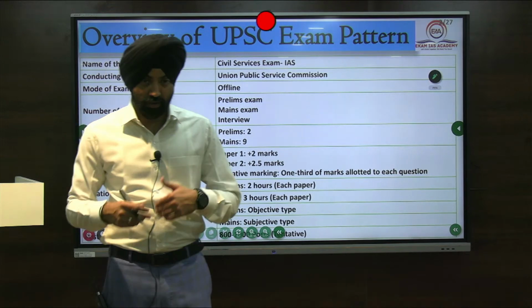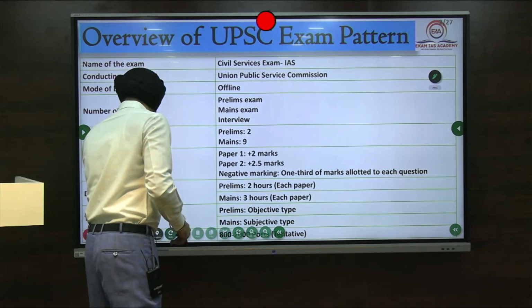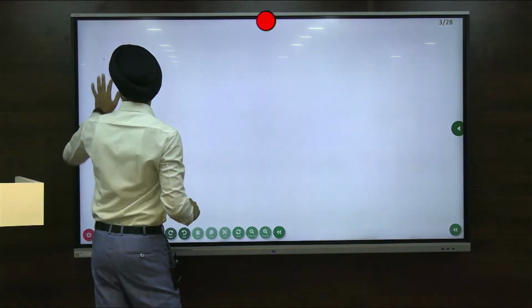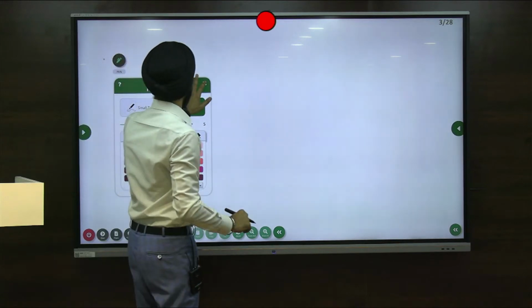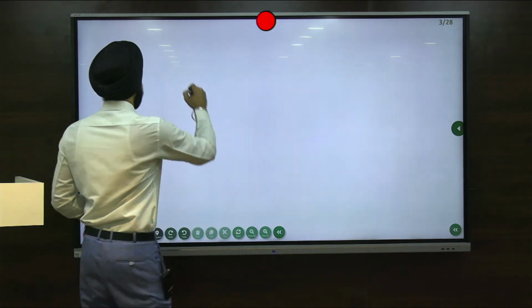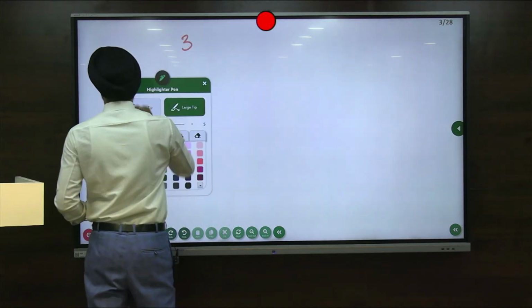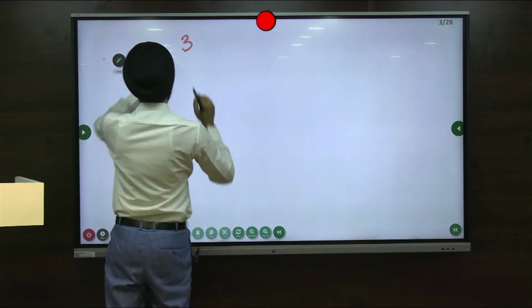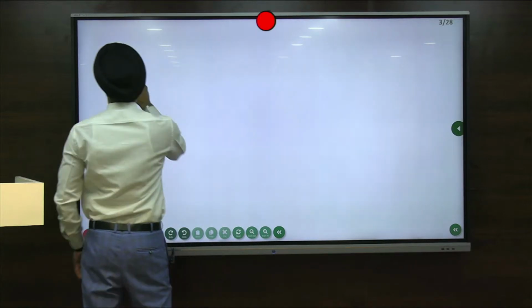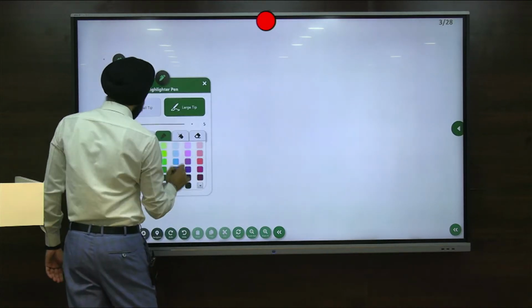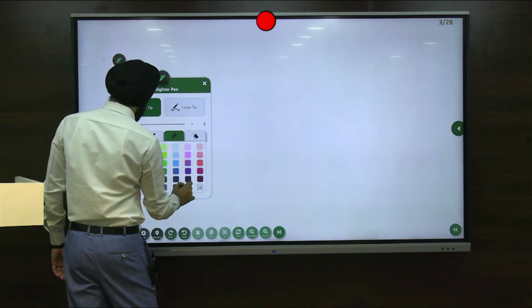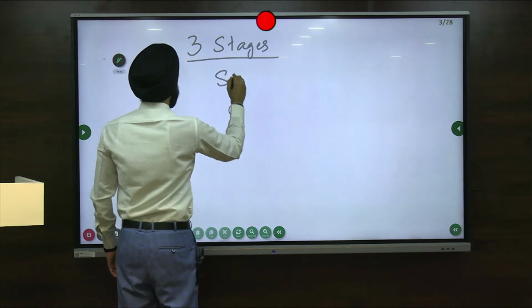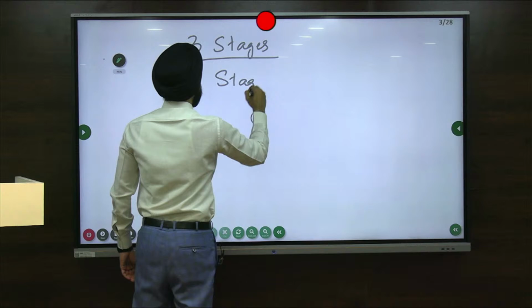As you all might be aware, but for the benefit of those who do not understand, I would like to repeat that the UPSC is basically a three-staged examination, which means the examination is conducted in three stages. In stage 1, we have something known as the Prelims Examination.